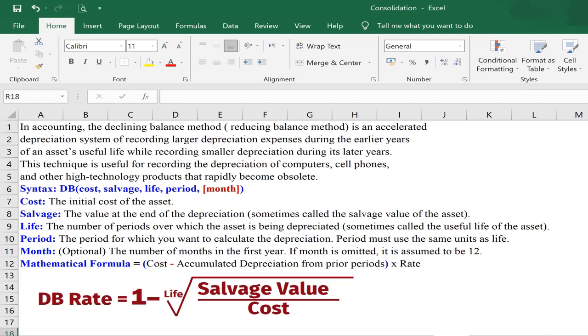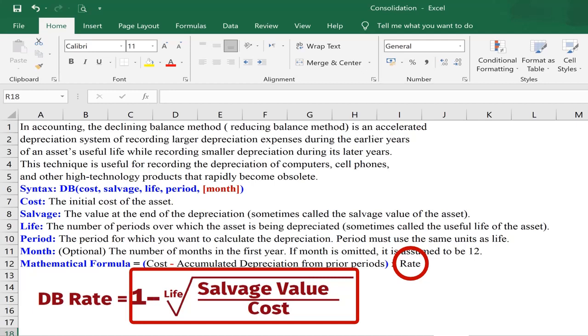Before applying the DB function, let's have a look at the mathematical formula that is used to calculate declining balance depreciation. This is cost minus accumulated depreciation from prior period, multiplied by rate. Now the question is, what is the rate? Rate is determined for the declining balance method with the help of the formula 1 minus life root of salvage value divided by cost.